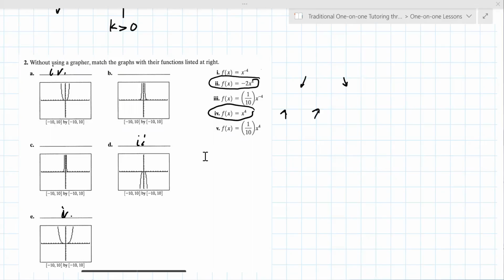All right, and then these other ones are a little bit harder to do. The x to the minus fourth is 1 over x to the fourth, and the other one is just a stretching of that. So my guess is this is probably 3, and this is 1. Okay.